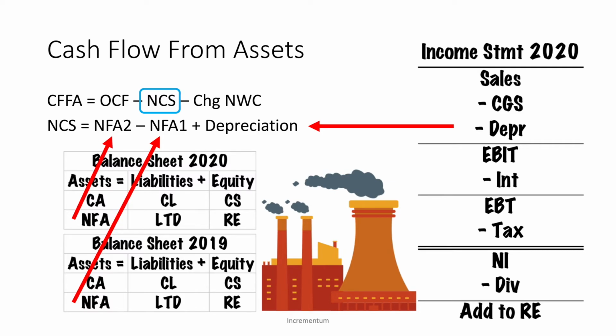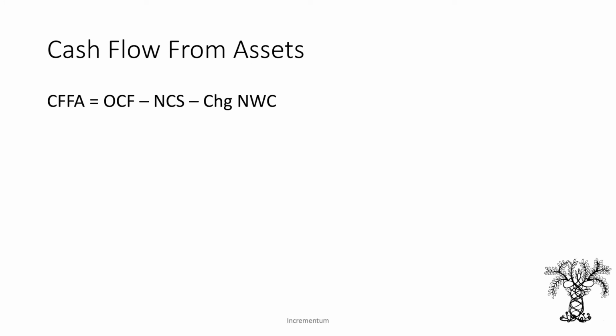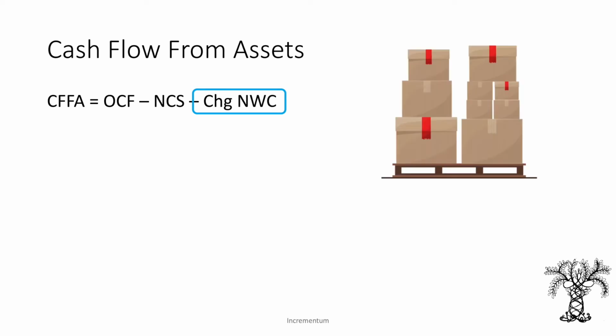And that tells us how much we spent on plant, property, and equipment over the course of the year, in this case 2020. Another way to think of net capital spending is money we spent on big assets. Now we'll look at the third term, which is change in net working capital. When we're looking at the change in net working capital, what we're really looking at is how much did we invest in inventory and accounts receivable. So we can think of this change in net working capital as being cash we spent on smaller assets.